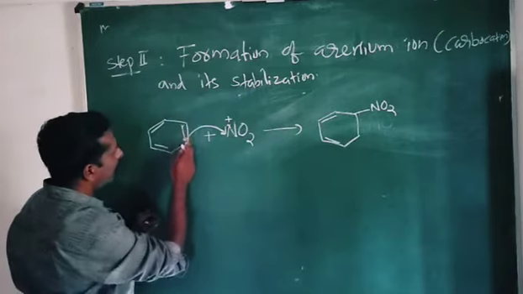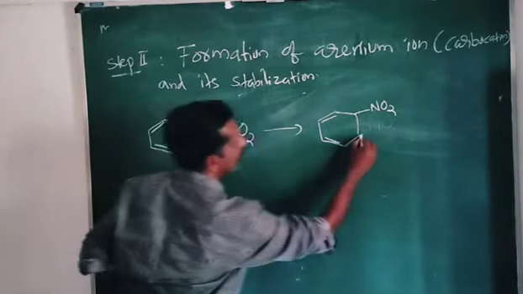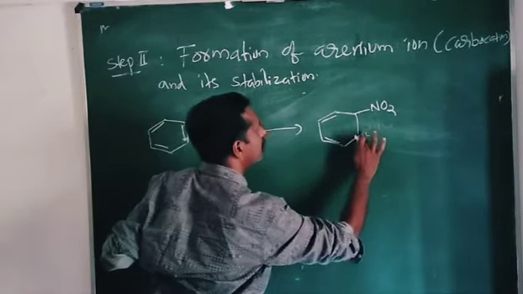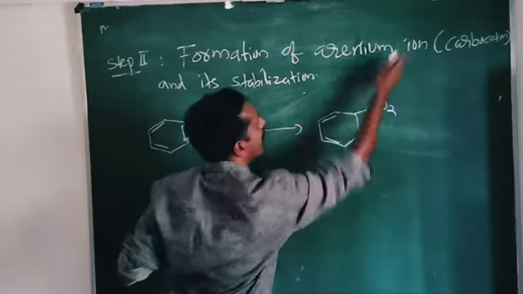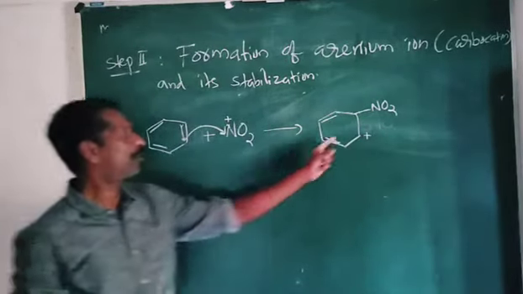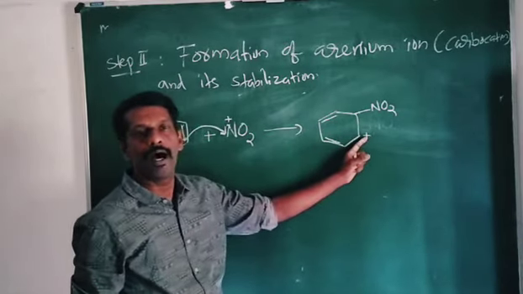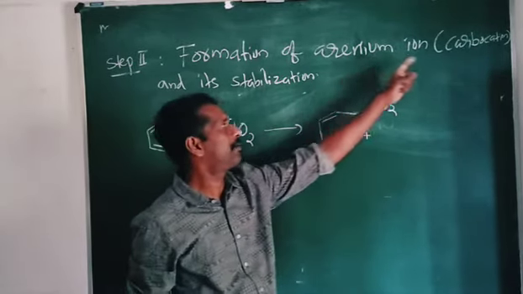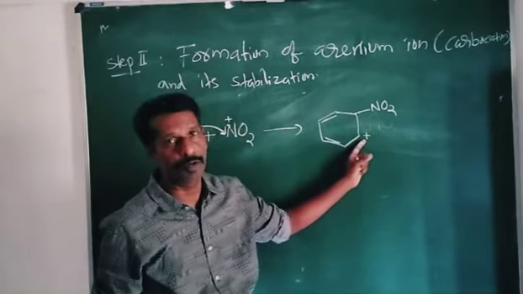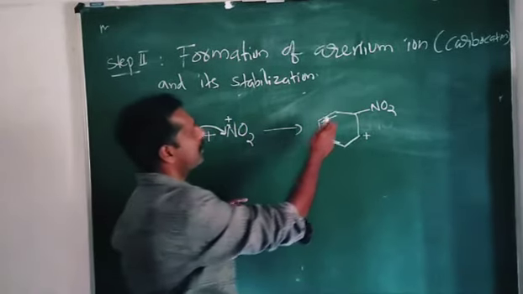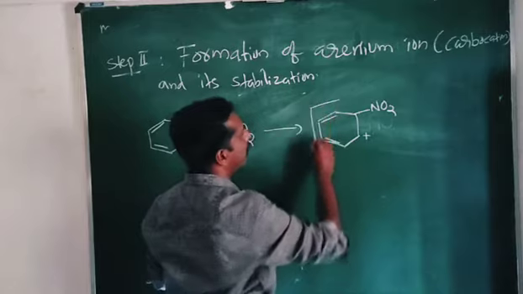Since the bond is breaking from this carbon, it is getting a positive charge. Correct. This is what is called arenium ion, the ring with a positively charged carbon. Or simply you can say carbocation, positively charged carbon. Now you can see that this arenium ion can be stabilized by resonance.